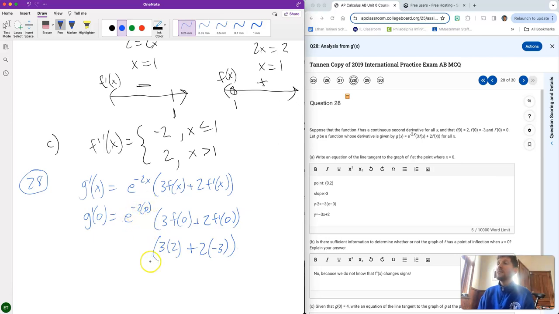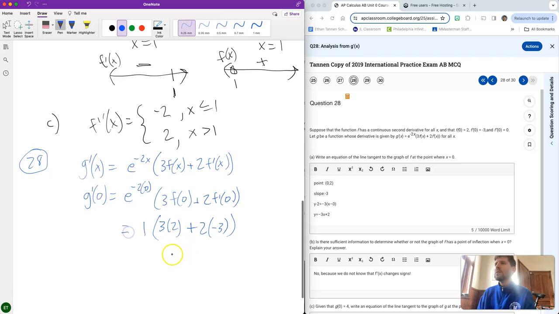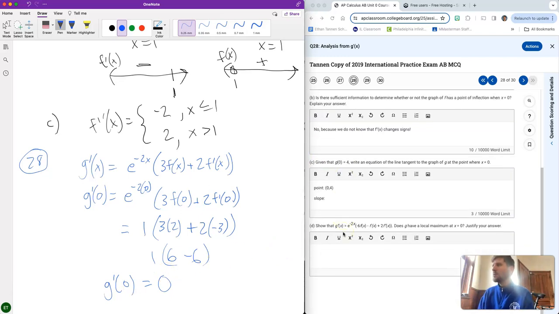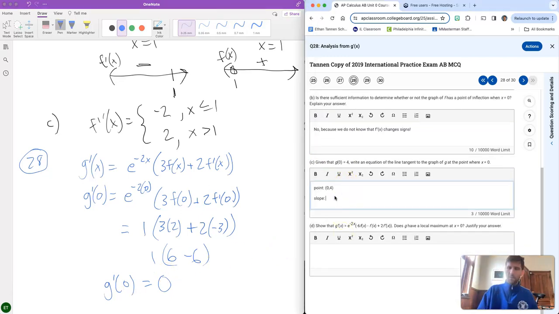And anything to the 0 power is just 1. So that's very nice. So I just get 6 minus 6. Are you for serious? Is that right? 1 times 0 is just 0. So g prime of 0 is 0? Is that for real? Okay, well, so the slope is 0.